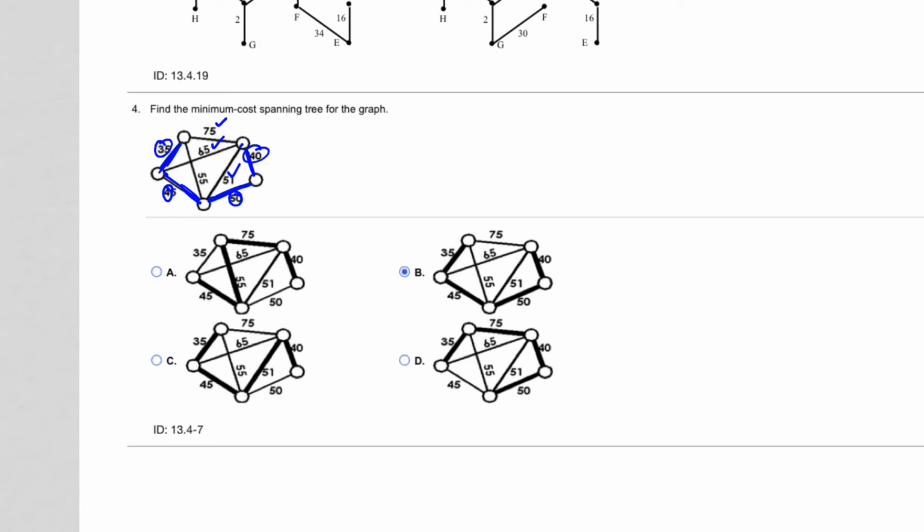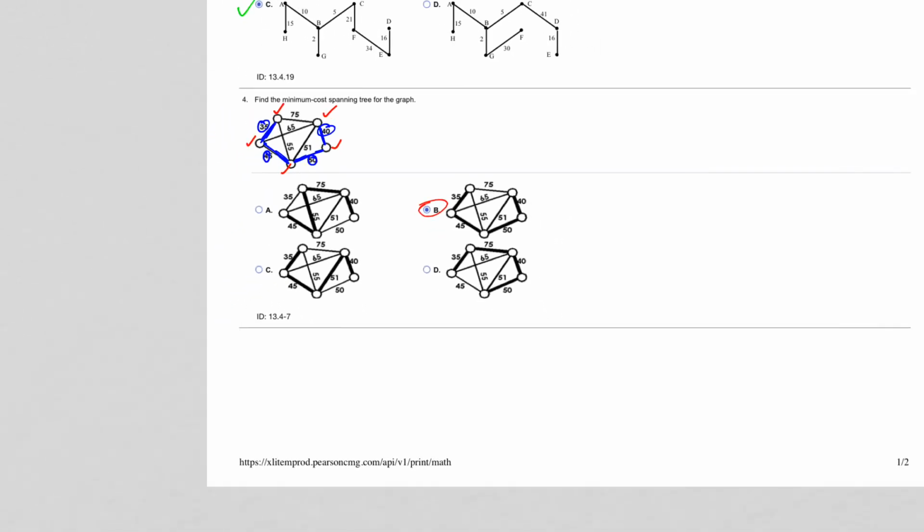We can't choose 51 because that would create a triangle, which is a polygon. Okay. Actually, no. We're done. We've connected all of the vertices. Okay. So this one's connected. This one's connected. This one's connected, and that one's connected. So we don't have to think about that. We are done, and that is letter B. Okay. Awesome.